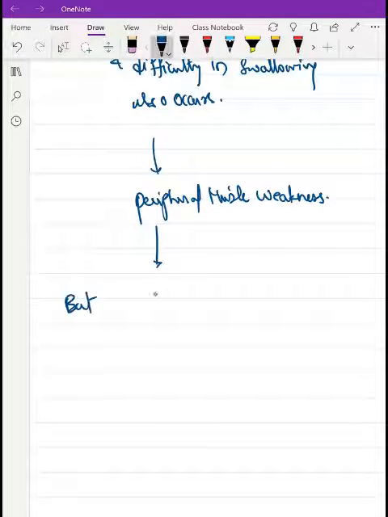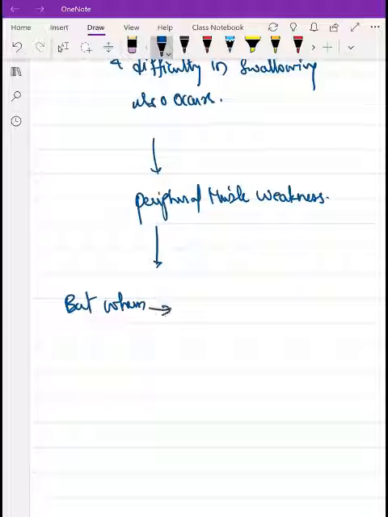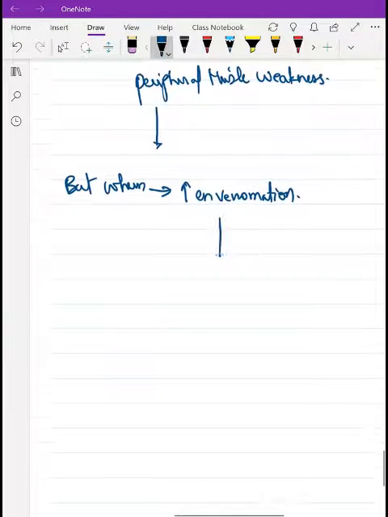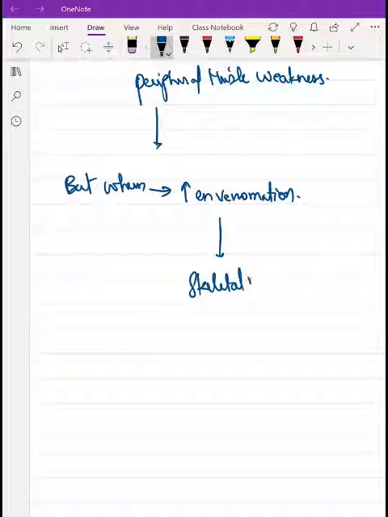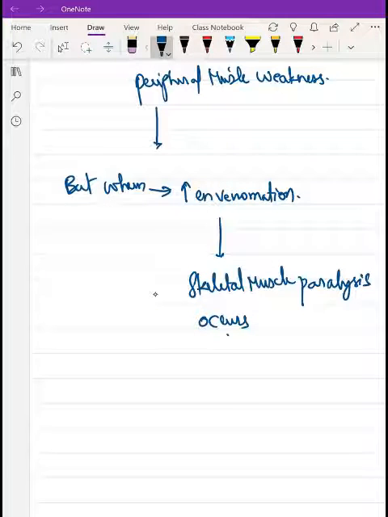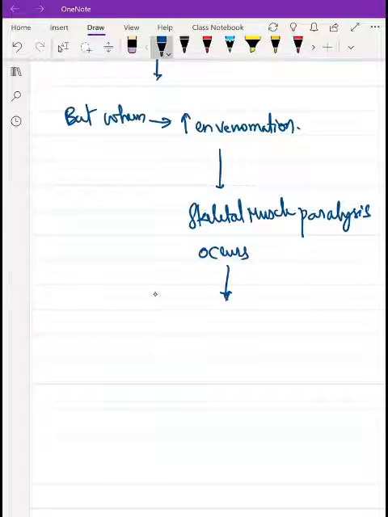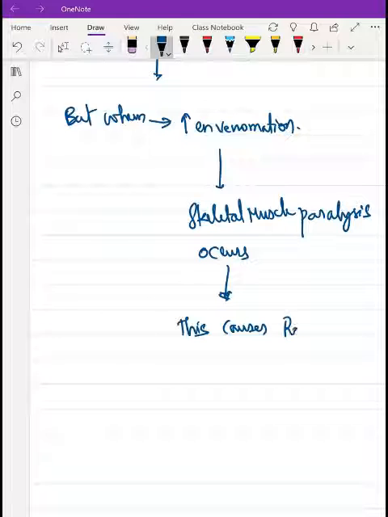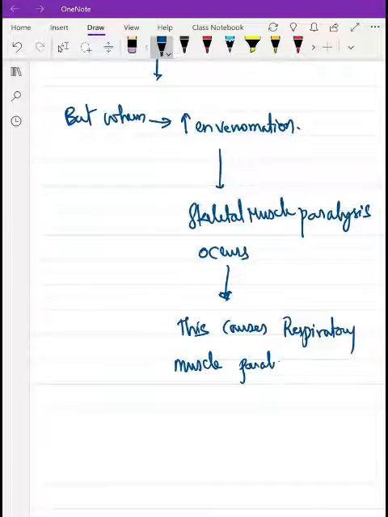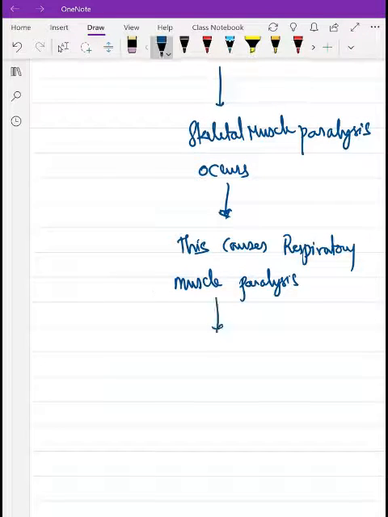But when the envenomation is more, that is when the snake injects more venom, skeletal muscle paralysis occurs. This causes respiratory muscle paralysis and eventually leads to death.